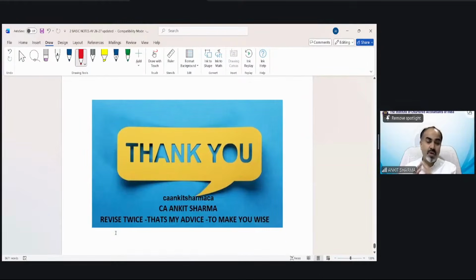So that was the theoretical part, or you can say part one of our basic concept chapter. I always say this to all the students, revise twice. That's my advice to make you wise. So if you want to learn the provision nicely, please at least revise your concept twice. If you revise them twice, your provision would be really strong, and you will understand the concept easily. So that was part one. Now we are moving to part two.